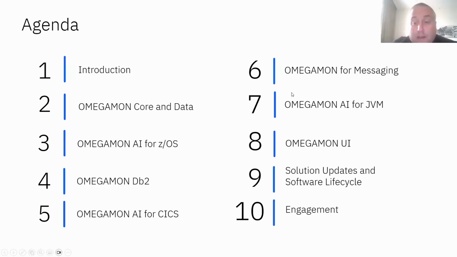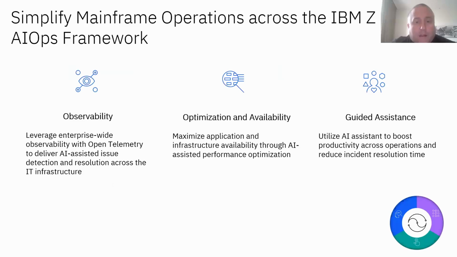We have an awful lot of information. The development team is fantastic about building new content extensively and pushing that out every couple of months. So I'll give a quick introduction, and then we'll talk about z/OS, Db2, CICS, messaging, JVM. I'll just mention what we're doing with the new UI, and then again leave some chances for questions, hopefully.